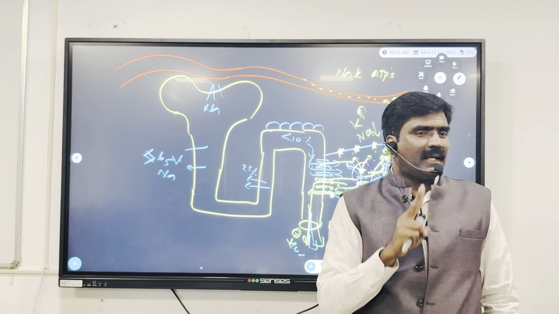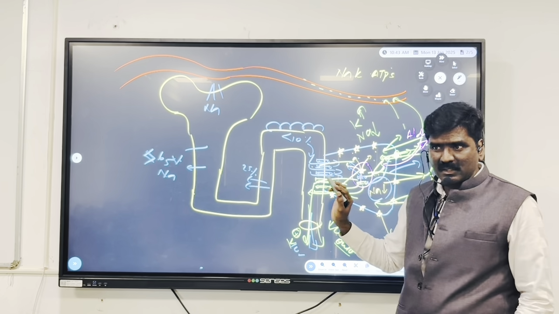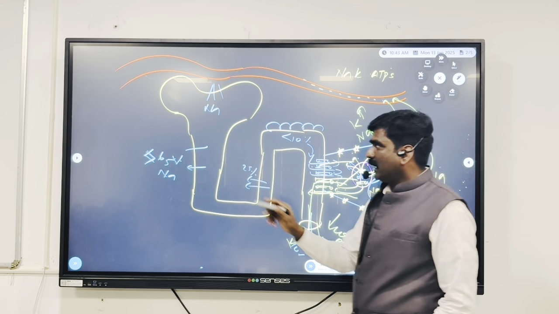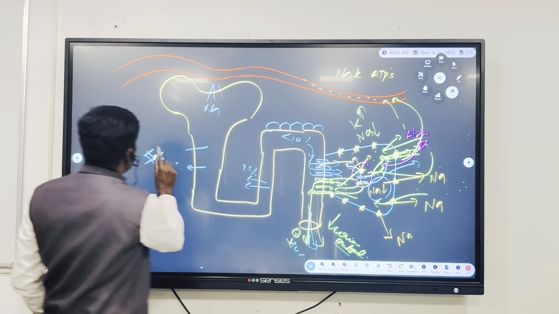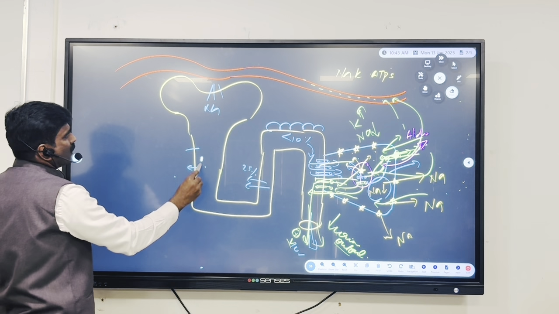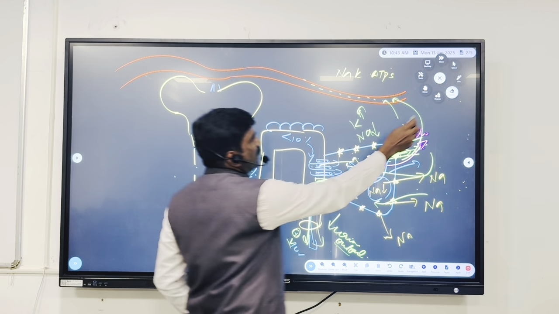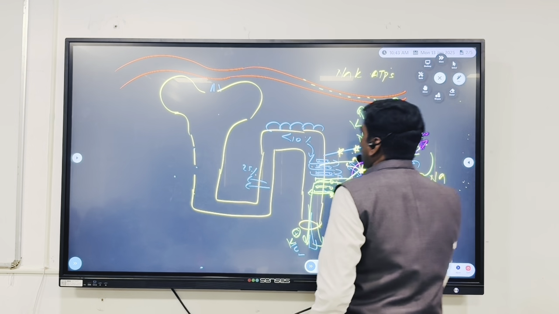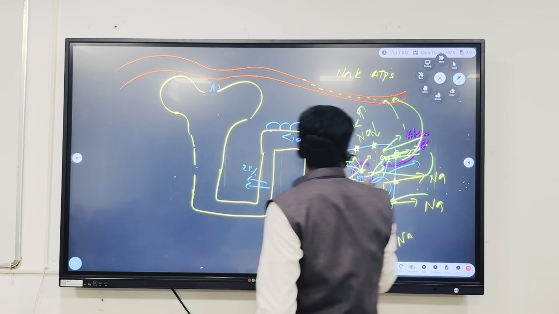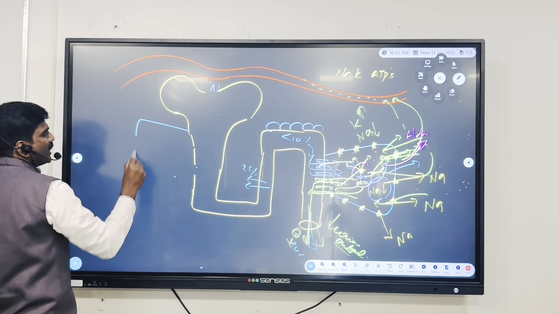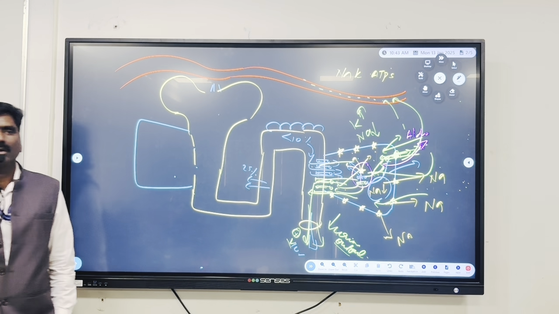So this is the function of aldosterone. Aldosterone has two functions. One is it acts on the principal cells, and what is the second I have told? It acts on the cells of the proximal convoluted tubule. So this half I had completed. The second half is it acts on the proximal convoluted tubule. Now I am taking one cell near the proximal convoluted tubule.